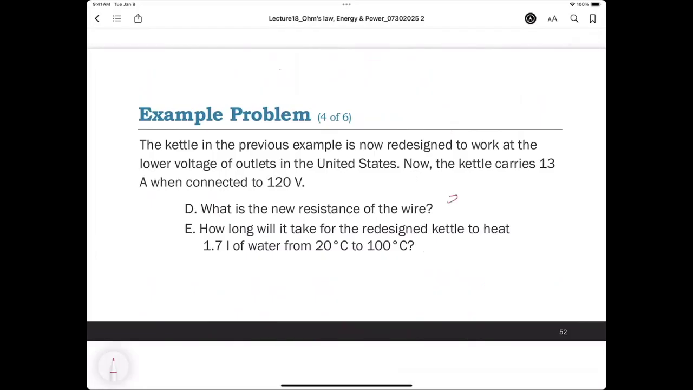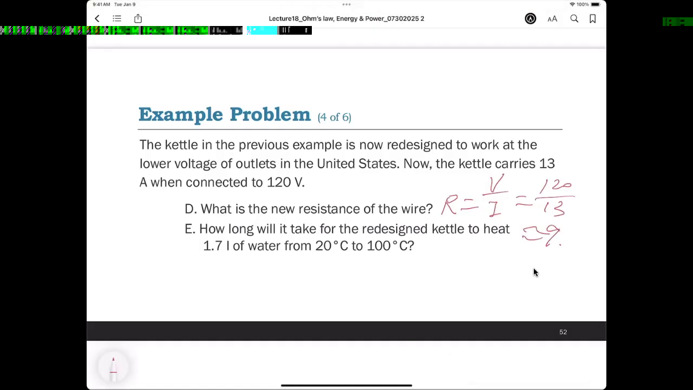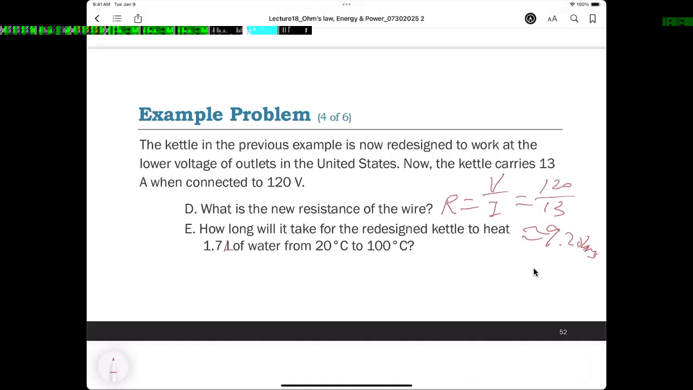So we just use the equation R equals V divided by I, 120 divided by 30. So what's the answer? You can calculate quickly. It should be around 9.2 ohms. And how long will it take for the redesigned kettle to heat 1.7 liters of water from 20 degrees to 100 degrees?